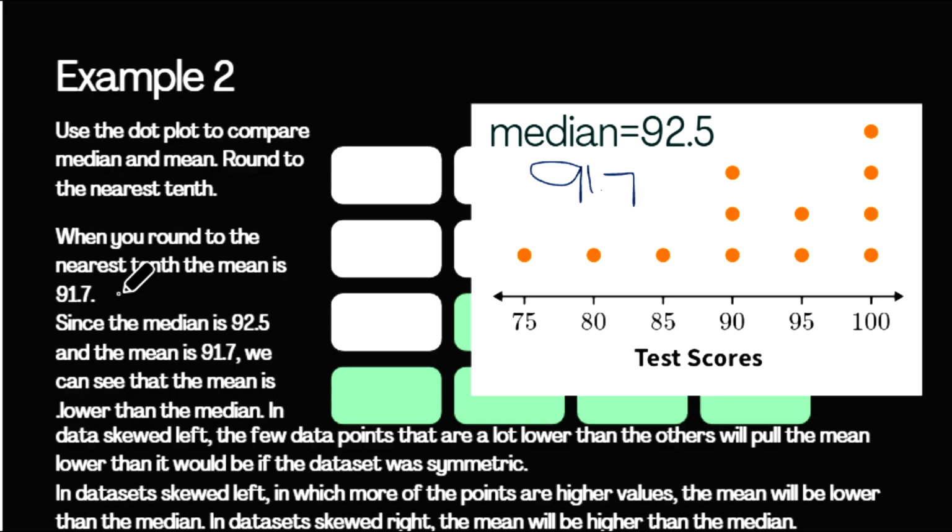In data skewed left, the few data points that are a lot lower than the others will pull the mean lower than it would be if the data set was symmetric. These numbers right here are screwing with the whole rest of the data. This is not indicative of what most of the class is scoring. Okay. In data sets skewed left, in which more of the points are higher values, the mean will be lower than the median. In data sets skewed right, the mean will be higher than the median. Okay, so the tail is over here on the left and the head is on the right.